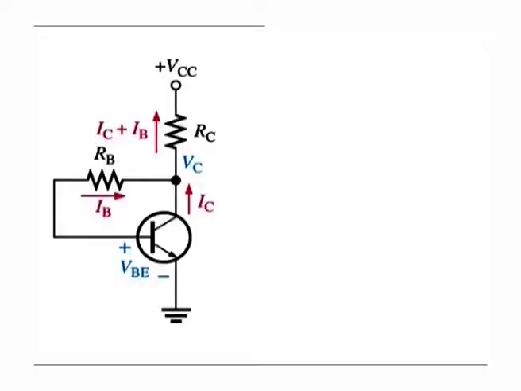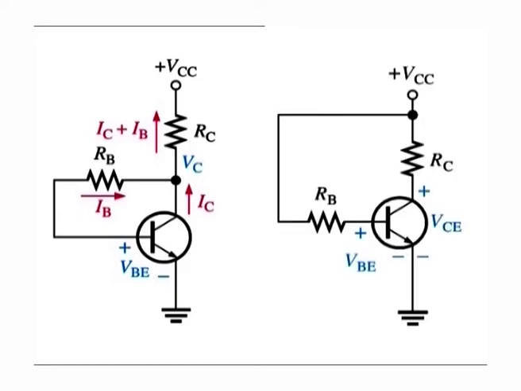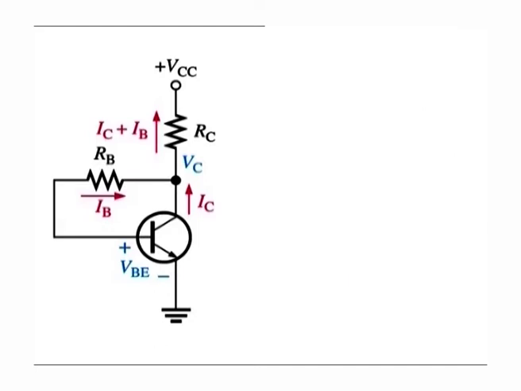Collector feedback bias. As shown in the figure here, the base resistor RB is connected to the collector rather than to VCC as it was in the base bias arrangement discussed earlier. The collector voltage provides the bias for the base emitter junction. The negative feedback creates an offsetting effect that tends to keep the Q point stable.